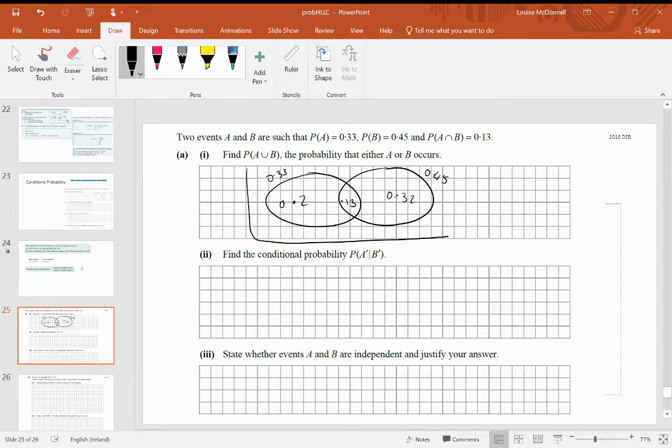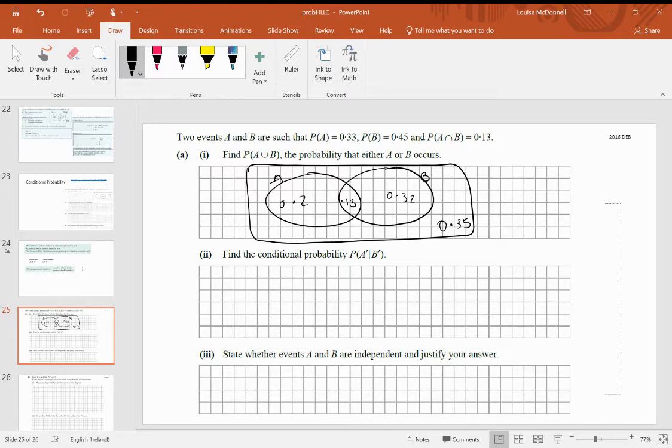Now, don't forget, you should also have some sort of region outside, in your universal set. So if you add up everything, we can take these away now, if you wish, okay? If you add up everything, the 0.2, the 0.13, the 0.32, and take that away from 1, you're left with 0.35 that hasn't been accounted for. So it's in the universal set, but not part of set A or set B.